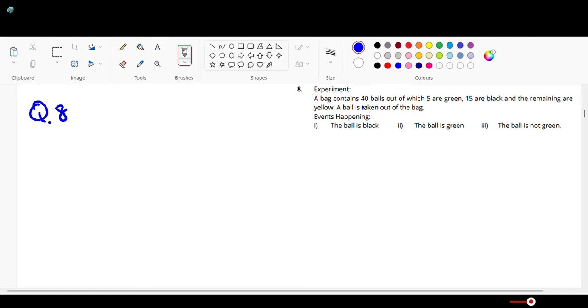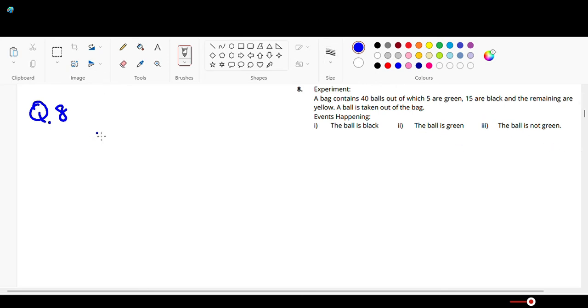A bag contains 40 balls, out of which 5 are green, 15 are black, and the remaining are yellow. A ball is taken out of the bag. What is the probability that the ball is black, green, or not green?